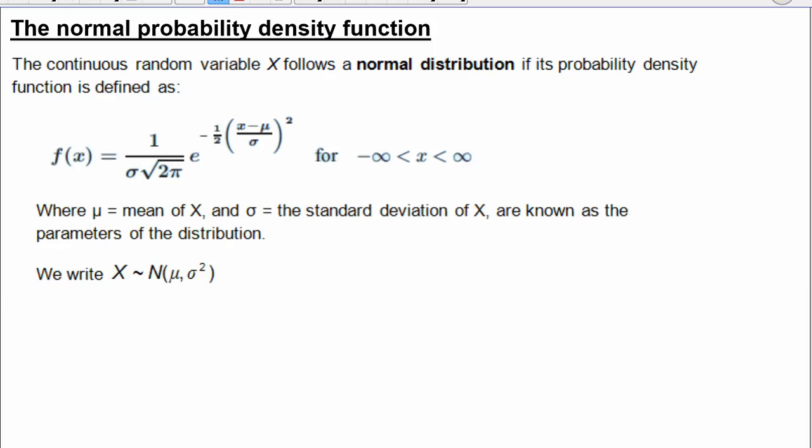All right, where this represents the mean of x and that represents the standard deviation of x. These are called the parameters of the distribution. We write it in this form, and this is read as x follows a normal distribution with parameters mu and sigma, the mean and standard deviation. So if the mean was, for example, 4 and the standard deviation was 6, you'd say x follows a normal distribution with parameters 4 and 6.